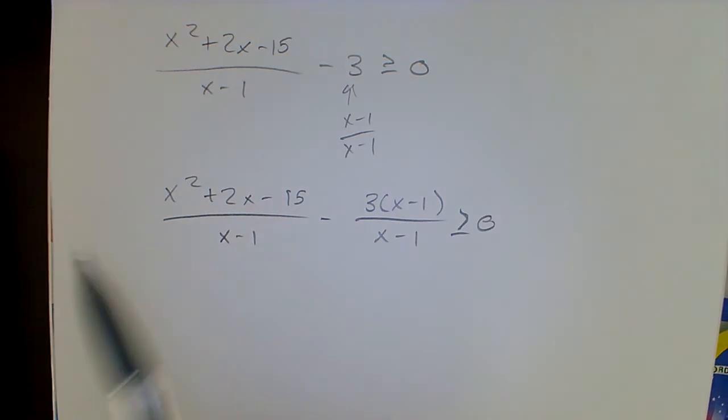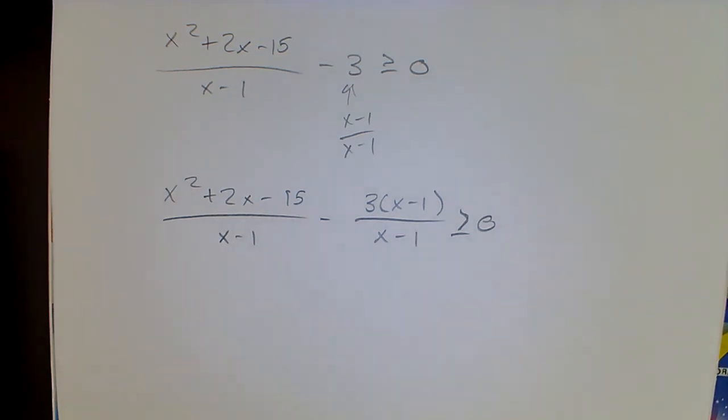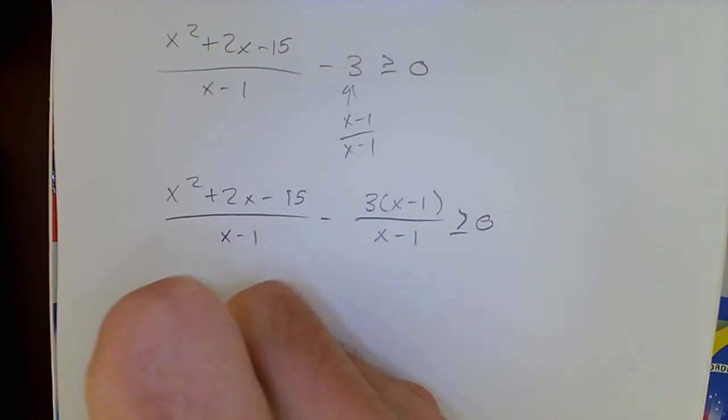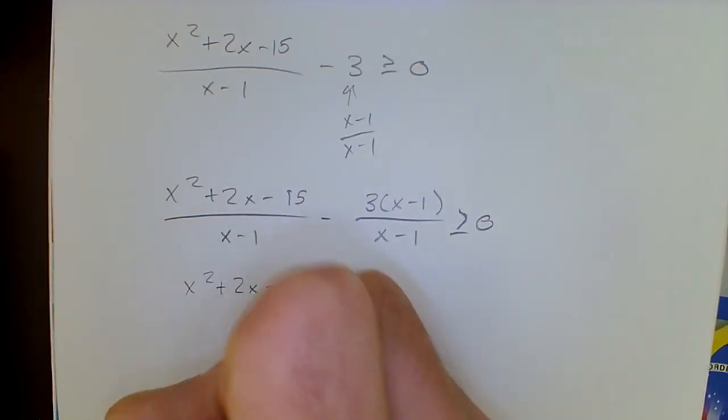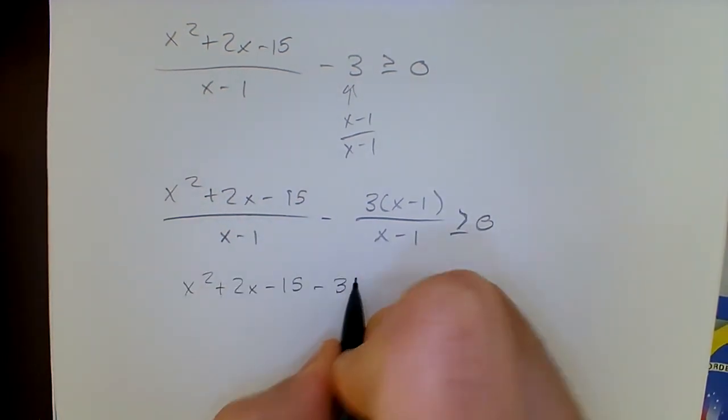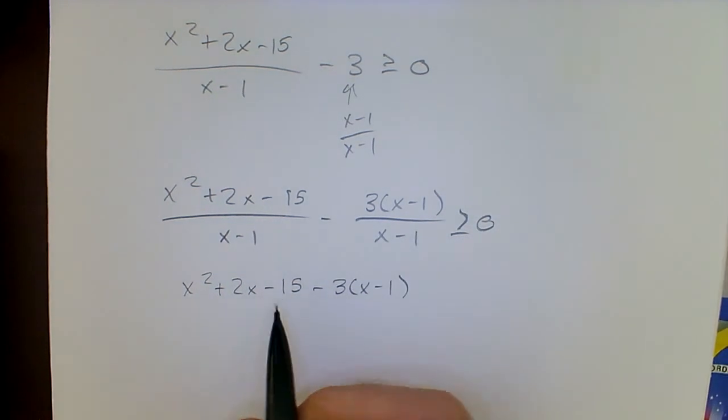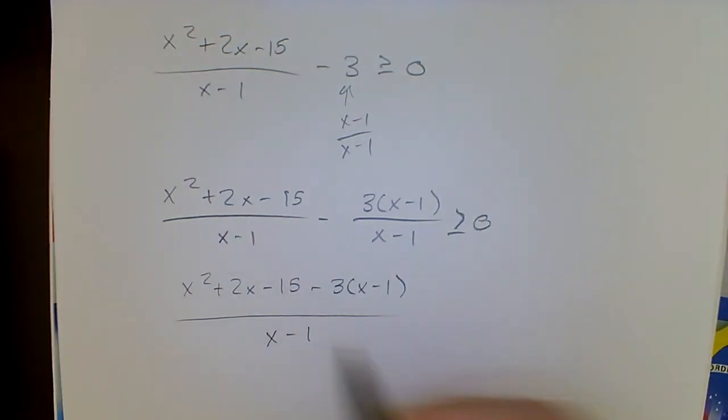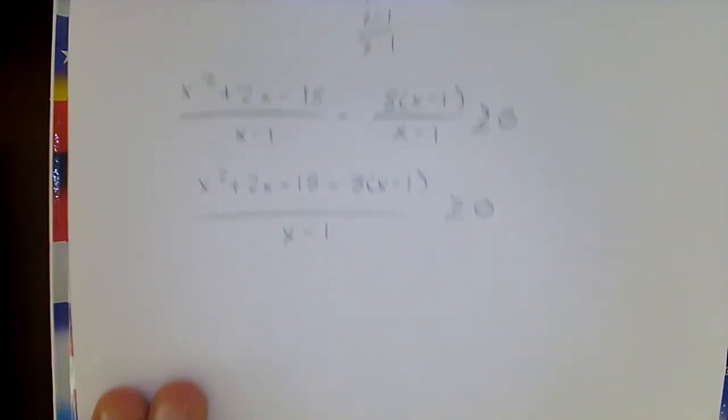Now we've got the same denominator, so we can add these two fractions together. We get x squared plus 2x minus 15 minus 3 times x minus 1. And again, this is all now just one fraction.